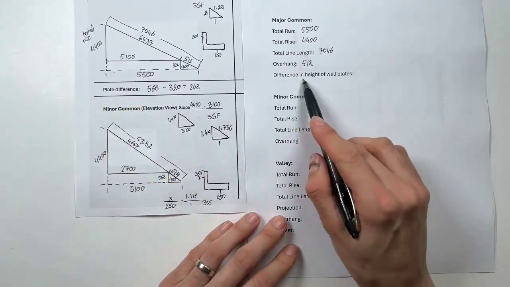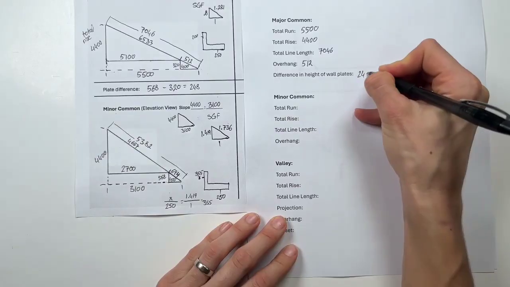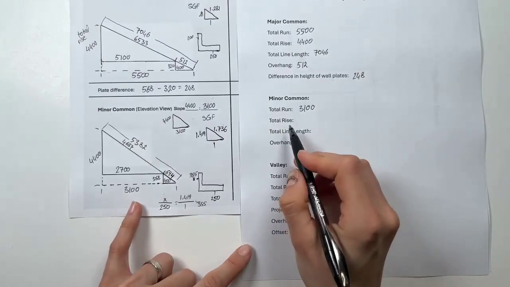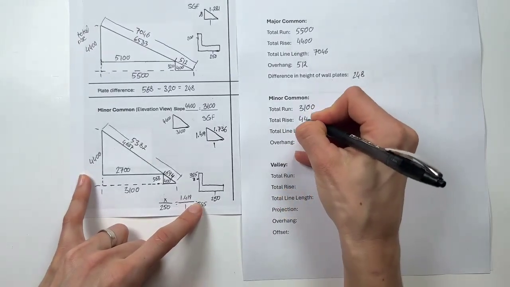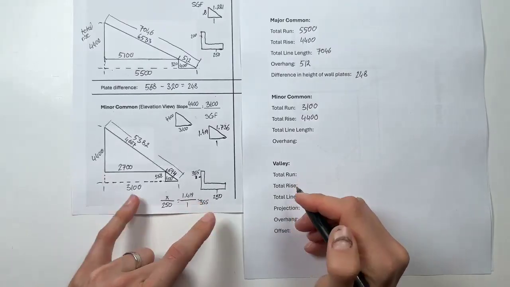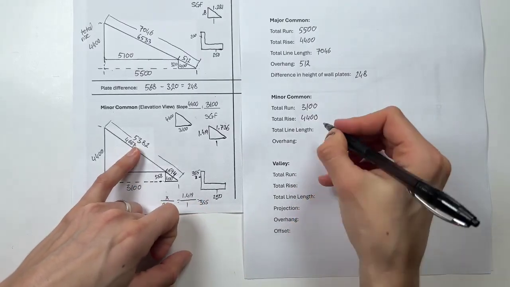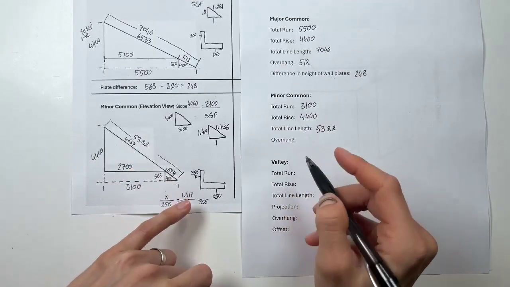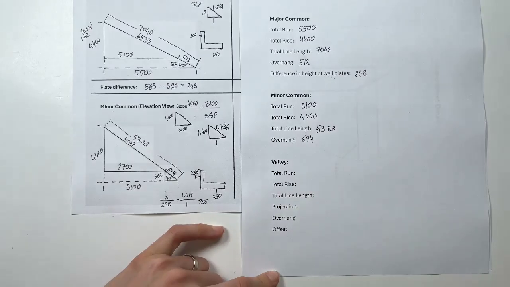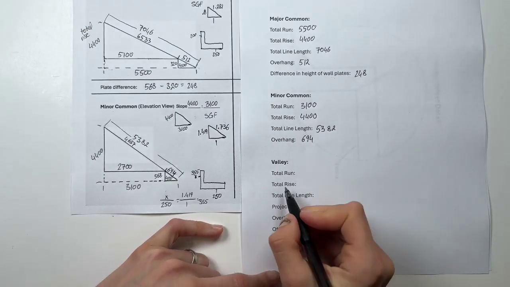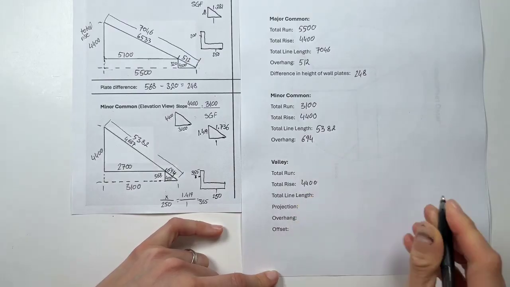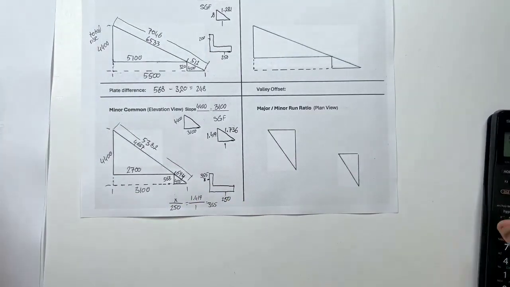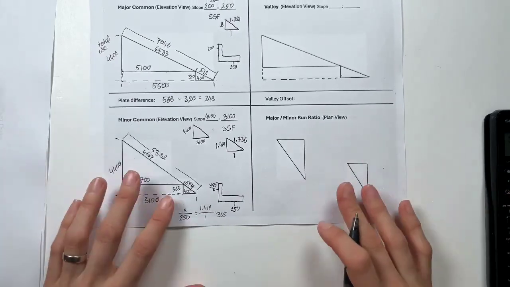Okay, I believe we figured out a lot of things here for our minor common. First, difference in wall plates, 248. Total run, 3,100. Total rise is the same, which is cool because it's also going to be the same for our valley rafter because they all meet. Total line length, 5382. And then overhang is 694. Boom. Total rise for the valley we already know because they all meet, which is great news for us, because that's where we need to go next.